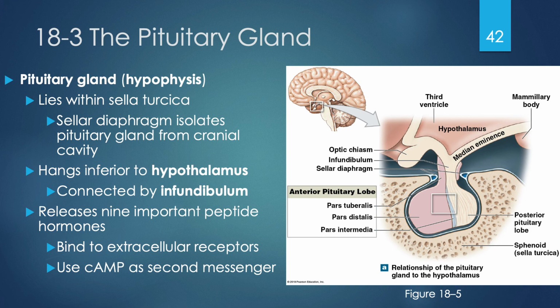And there is bone underneath it, the sphenoid, which allows for it to be housed safely. And it dangles in there, hung by the stalk called the infundibulum, which connects to the hypothalamus. So it hangs just inferior to the hypothalamus. You'll notice in figure 18.5 that there are 2 blue spots on either side of the infundibulum, and these are going to be important to separate the pituitary gland from the cranial cavity, and that's called the sellar diaphragm. The pituitary gland itself releases 9 different peptide hormones, and these bind to extracellular receptors using cAMP as a second messenger.